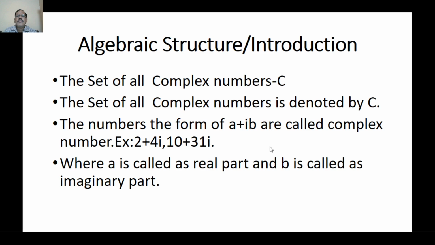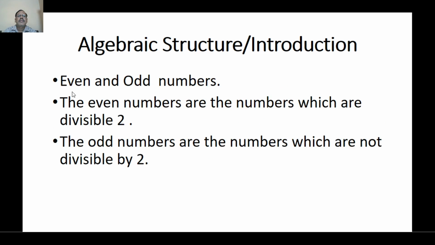So in integers, particularly, the numbers can easily be divided into two kinds: even numbers and odd numbers. Even numbers are multiples of 2, odd numbers are not multiples of 2. For example, 2, 4, 6, 8, 10 are even numbers. 1, 3, 5, 7 are odd numbers. So the even numbers are the numbers which are divisible by 2. The odd numbers are the numbers which are not divisible by 2. So that is the definition of even and odd numbers.